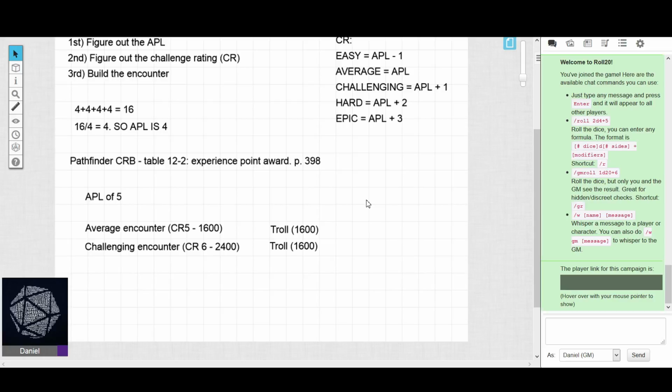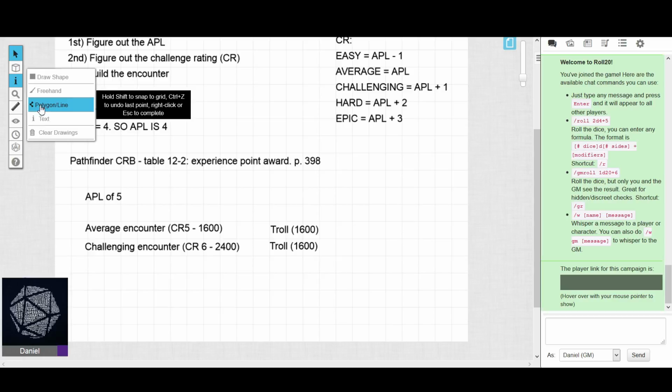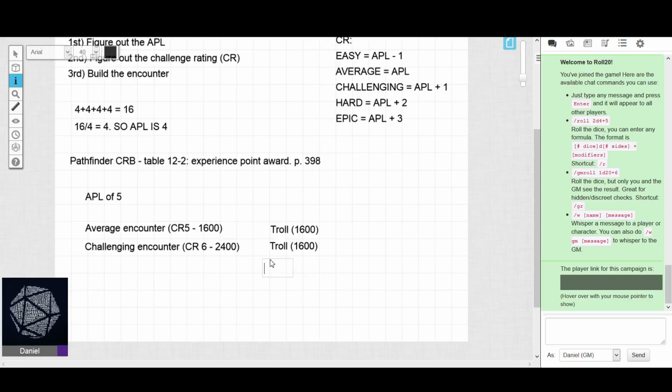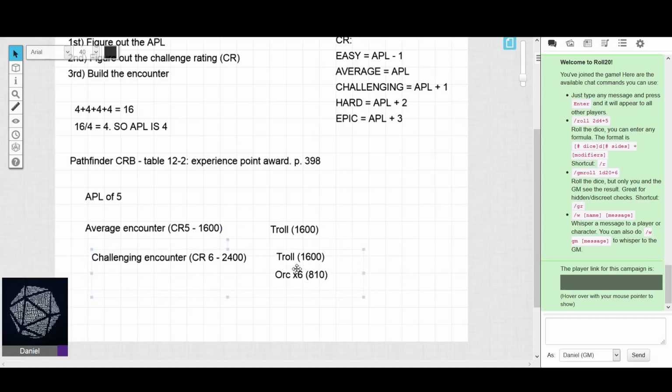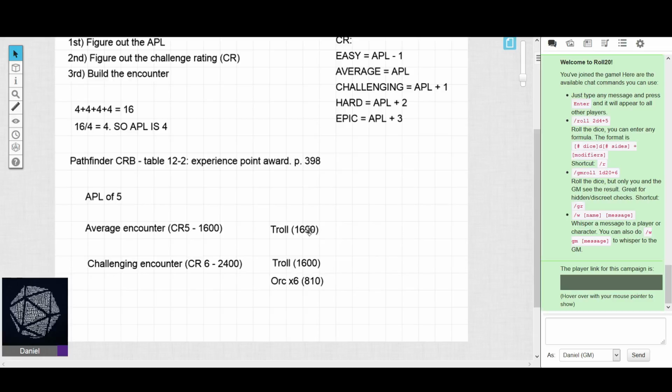So how many 135 creatures can we get on a budget of 800? Well, we can get 6 if we go 10 experience points over budget, which I think is acceptable in this case. So let's just do that for the sake of this example. Let's say it has orcs, it has 6 of them, and that comes out to 810 experience. Great. So this right here is now our challenging encounter, for a total of 2,410 experience points.